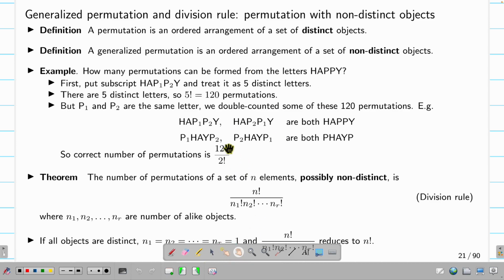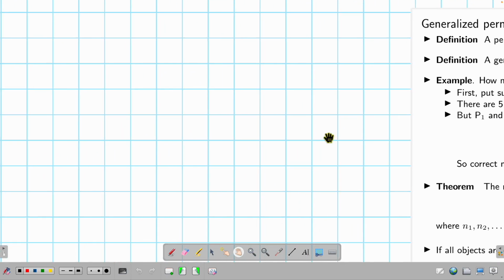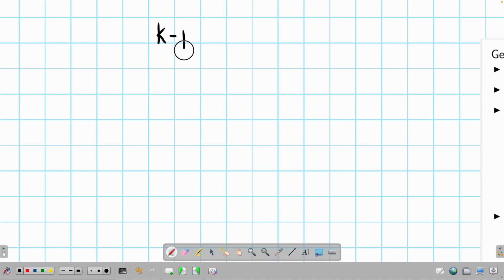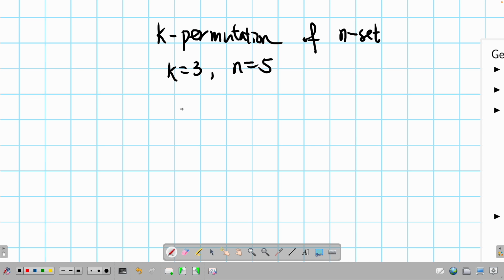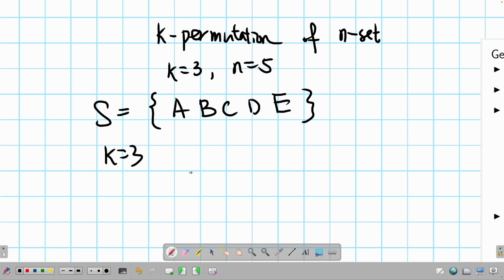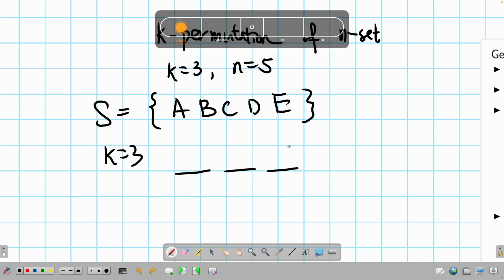Before I go to this, let me talk about the k permutation of an n set. What is this? For example, k is 3 and n is 5. So I have A, B, C, D, E. This is 5 things, my set is 5 things. And then k is 3. That means I have 3 boxes I can pick stuff into. And how many permutations are there?